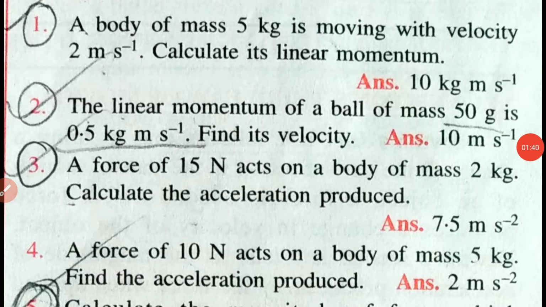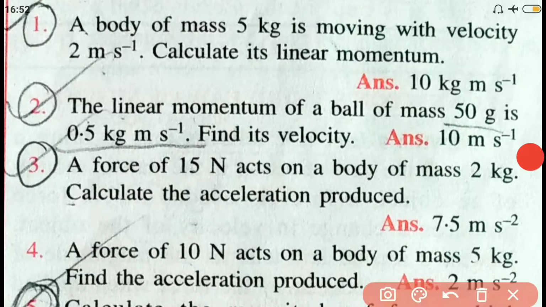Okay, please refer to your book for the question if it is not visible on the screen. The first question reads as: a body of mass 5 kg is moving with the velocity of 2 meter per second. So mass is given and velocity is given. Calculate its linear momentum. I think this is a straightforward question. So let us solve.